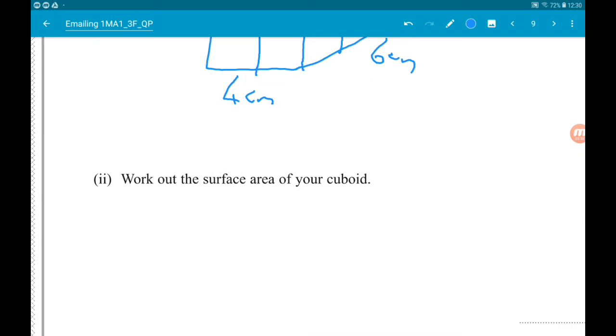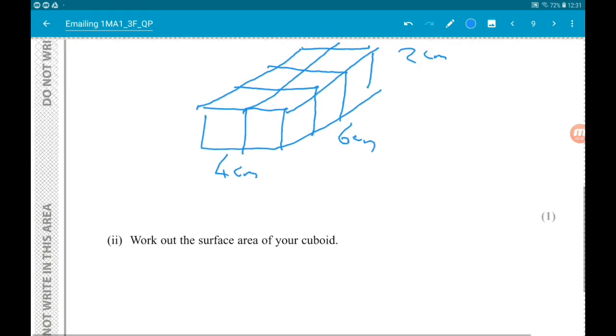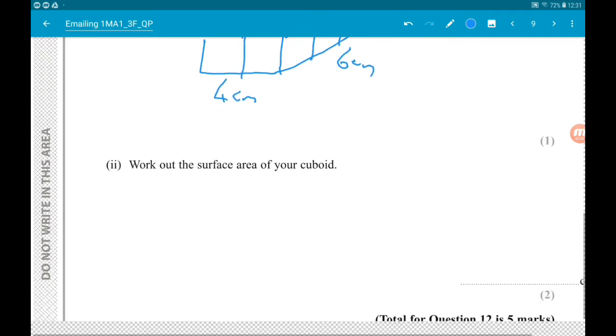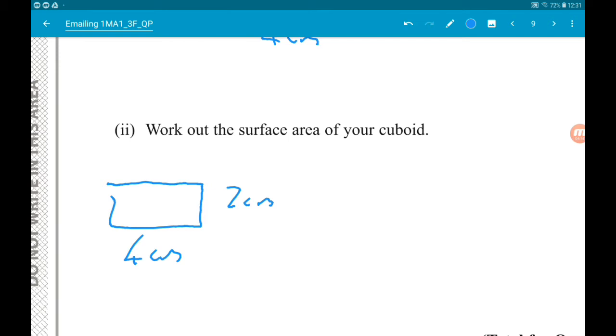Okay, then part 2 wants us to work out the surface area of our cuboid. Okay, so we have 3 different sized faces. So at the front we've got 4 centimeters by 2. So the area of that is 8 centimeters squared.